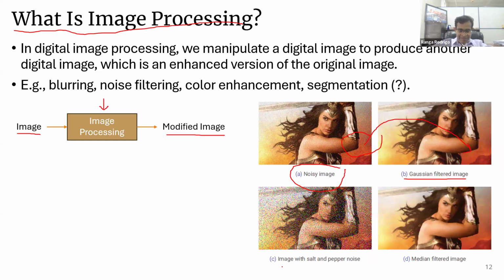And then let's say this image has salt and pepper noise, and then you can use so-called median filtering to get rid of that noise. That one is also called a filtering operation, although it's non-linear. We will talk about that later when we go through the lectures. That is image processing. So input is an image, the output is a modified image.